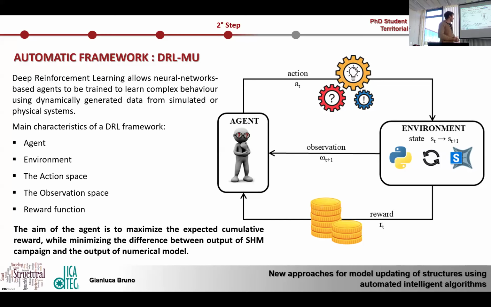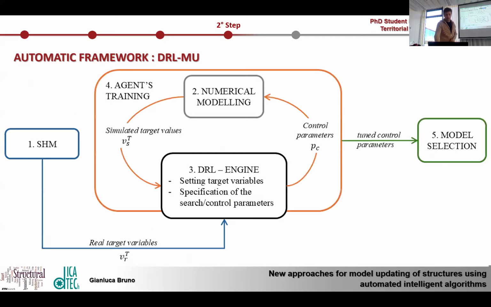In particular, the main characteristics of deep reinforcement learning are the environment, which in my case is the numerical software; the action space, which represents the possible actions that the agent can perform during the training; and the observation and reward function. The aim of the agent is to maximize the expected cumulative reward while minimizing the difference between the output of SHM and the output of the numerical model.